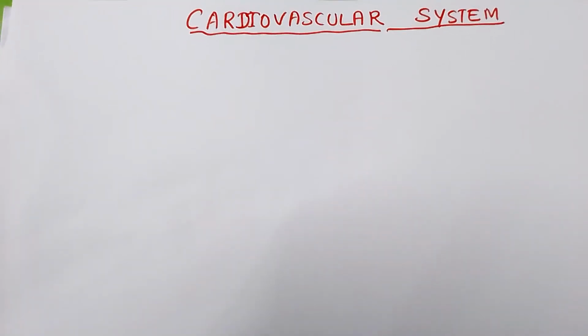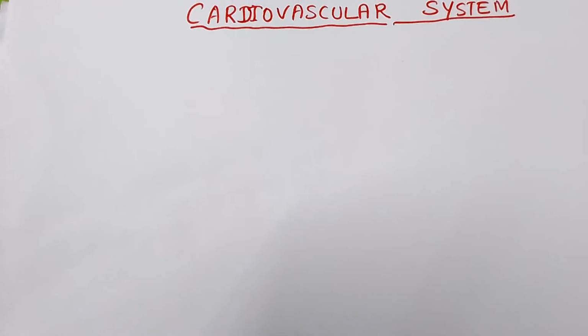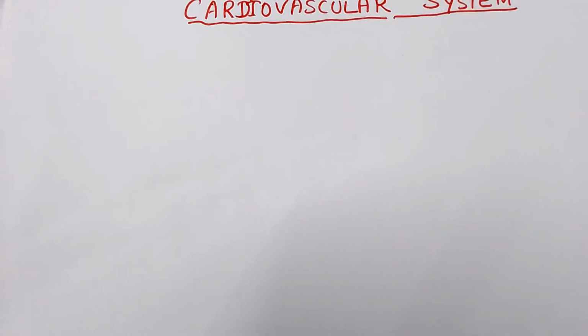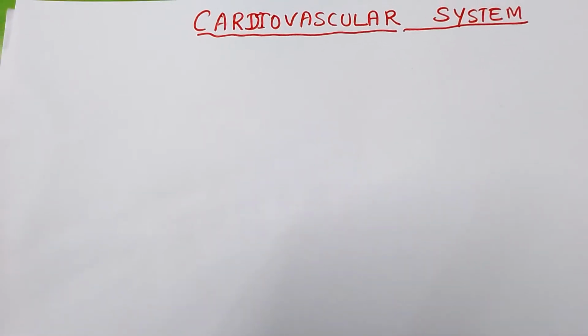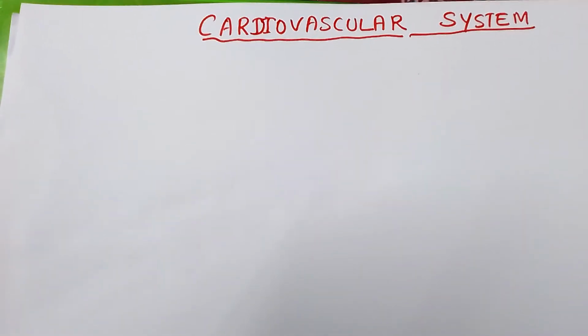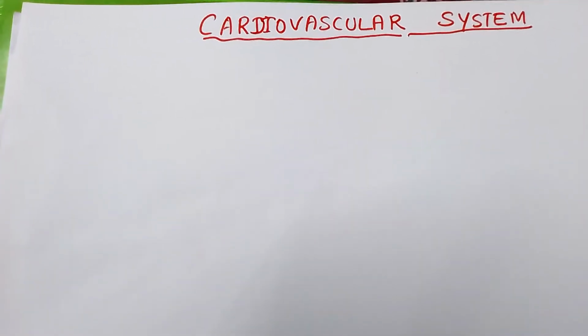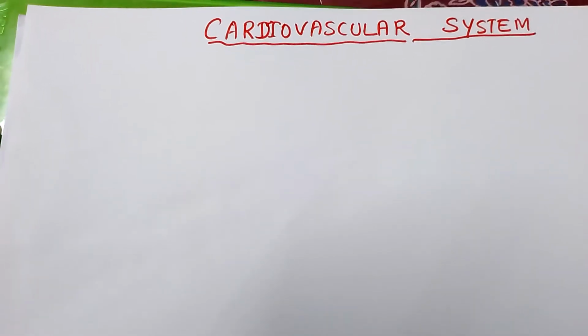Good morning, students. Today we will see about the cardiovascular system. You might have seen my video about the introduction to the cardiovascular system. In that we have seen different types of cardiovascular system, like open system and closed system, single closed system, double closed incomplete and double closed complete.